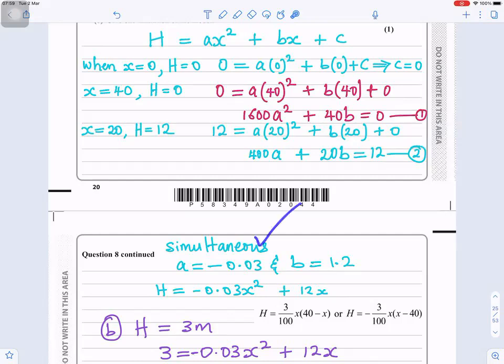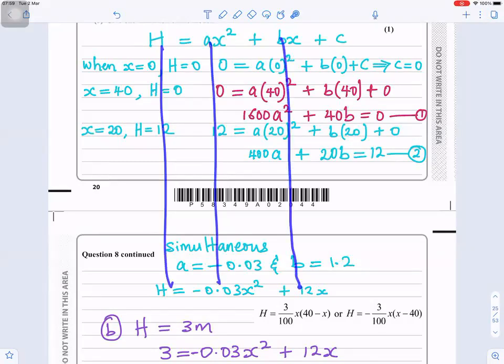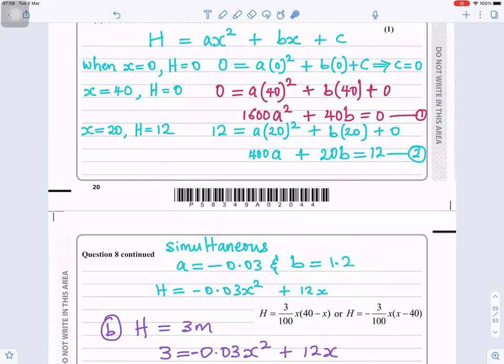So we call that equation 1, call that equation 2. And we can solve the two simultaneous equations using your graphics calculator. And you will get a to be minus 0.03 and b to be 1.2. So now you can write it as h is equal to minus 0.03 x squared plus 1.2x, and our c is 0. So that's your quadratic equation there. Or you can write it like this, because 0.03 is the same as 3 over 100. This is the same as 3 divided by 100. Or you can write it like that. So there are 3 different ways you can write the answer.